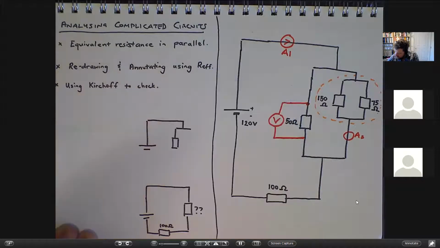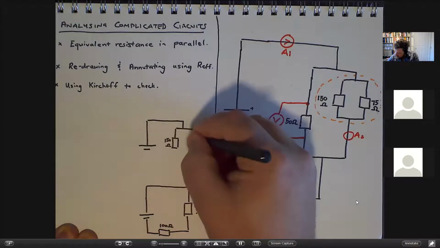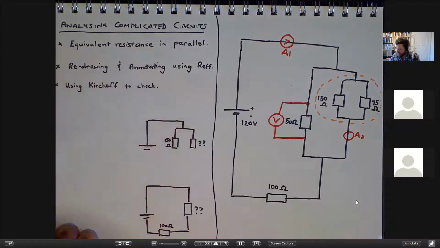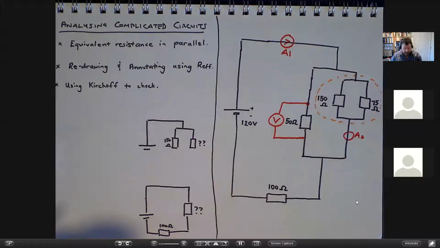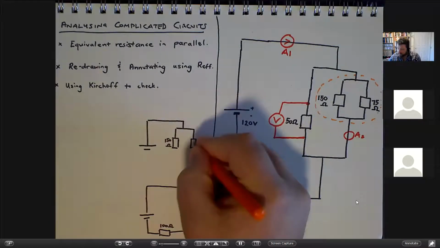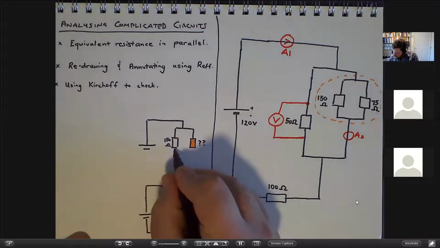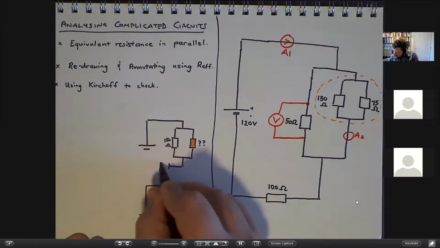We're going to have our 150 ohm one here, and we're going to have something here, where that something represents this whole orange section here. Maybe I'll color it in orange. There we go. And those two come together, and then we have our 100 ohm one.